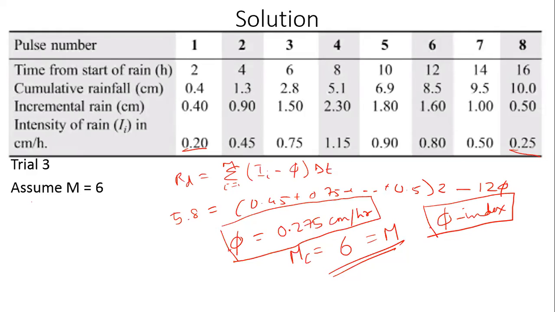If your phi index last year was 0.275 centimeters per hour, this year also when you receive rainfall, your phi index is going to be 0.275 centimeters per hour, right? Phi index is not going to change with time unless a new city has come up in that area. You've destroyed all the trees and put up a city there with lots of impervious surfaces, then the phi index will change.